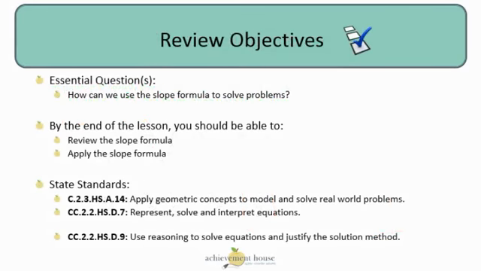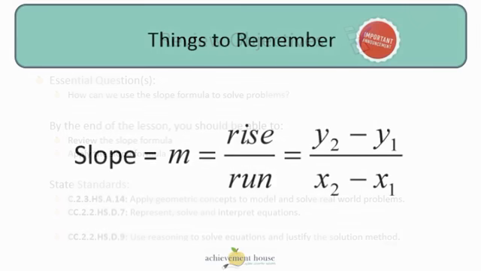So how can we use the slope formula to solve problems? Well, with coordinate geometry, we can use it to determine whether lines are parallel, and whether certain sides are parallel and certain sides are perpendicular, which will tell us about interior angles. And this will just help us classify quadrilaterals and other polygons.